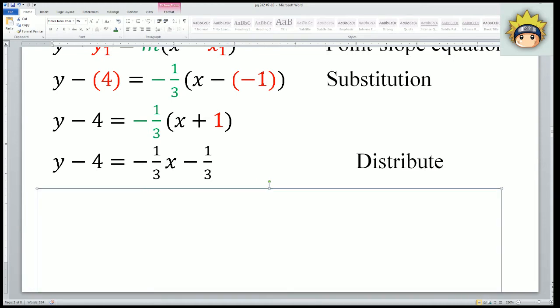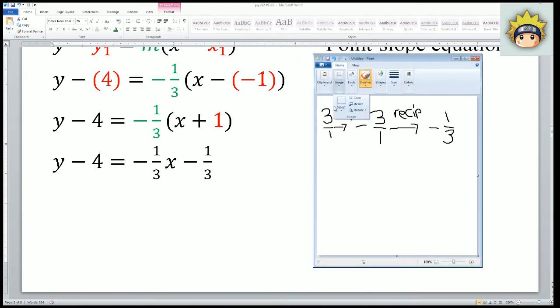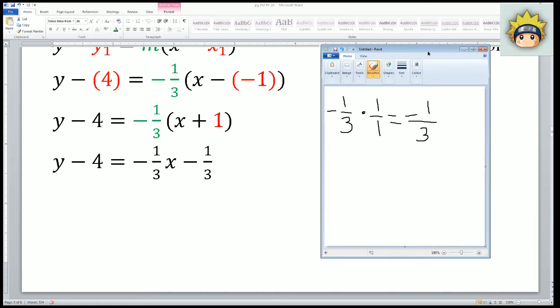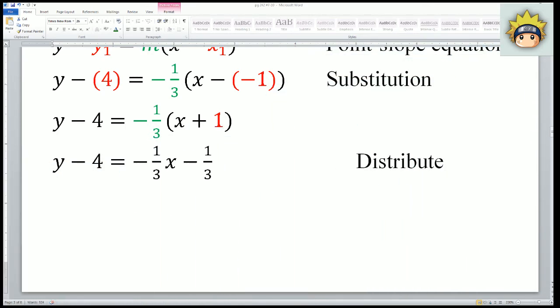Would you like to see that? I can show you that if you would like. Let me bring up Paint for those who would like to see me multiplying negative 1 over 3 by 1. 1 is the same thing as 1 over 1. When we multiply fractions, we go straight across. So negative 1 times 1 is negative 1, and 3 times 1 is 3. Do you see how I got that? That's how you multiply a fraction.